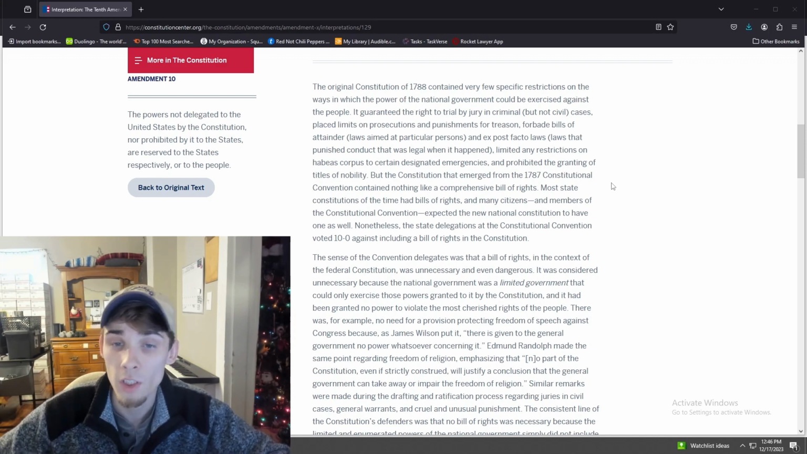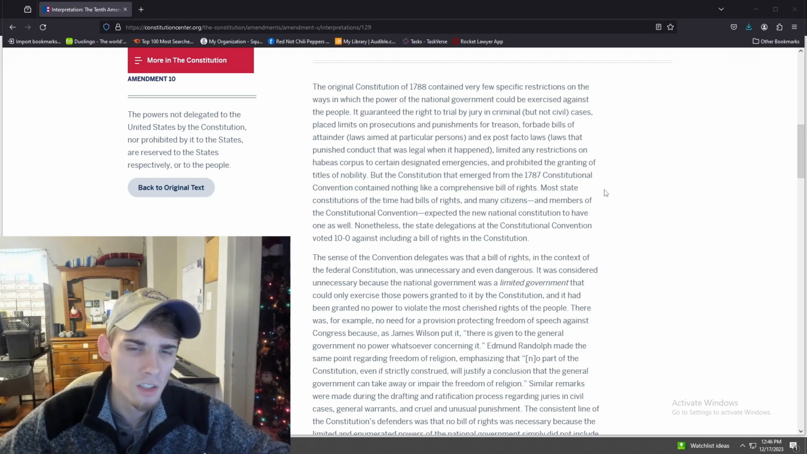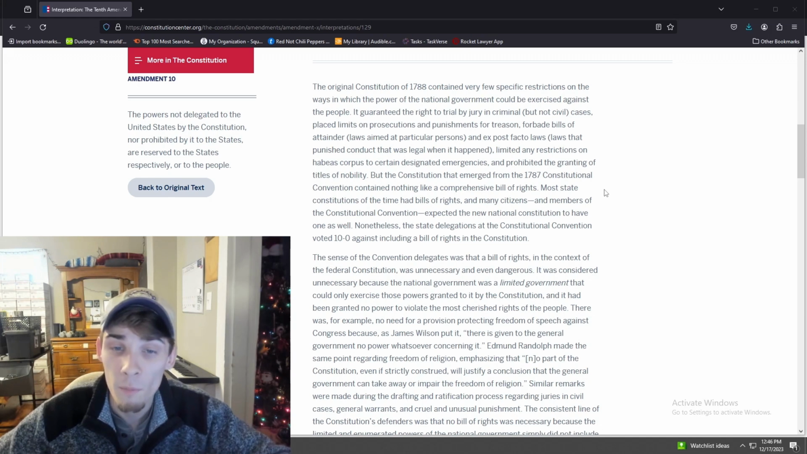But the Constitution that emerged from the 1787 Constitutional Convention contained nothing like a comprehensive Bill of Rights. That was what I was just saying. Most states' constitutions at the time had Bills of Rights, and many citizens, members of the Constitutional Convention, expected the new national constitution to have a Bill of Rights.